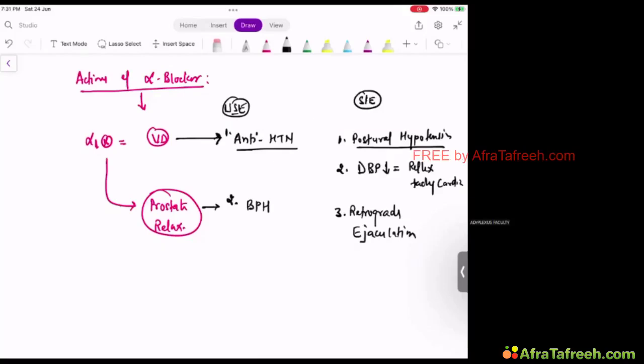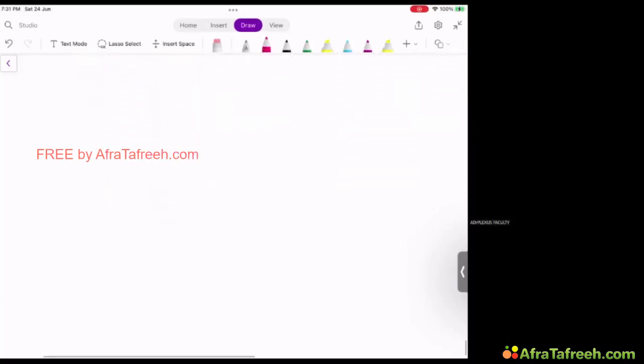So all alpha blockers are vasodilators. All of them are used as antihypertensives. All of them cause postural hypotension. They can also relax the prostate, so they can be used in BPH. Now we come to the drugs.